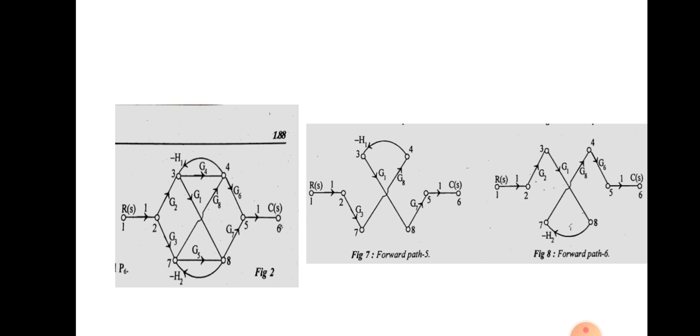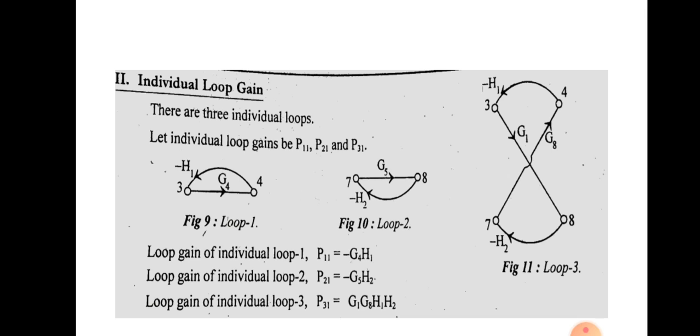Here you can directly see two loops. One is situated at nodes 3 and 4, that is, starting from 3 it will go to 4 and again come back to 3. It can be drawn like this. See, 3 to 4, 4 to 3 is a closed path and its gain is indicated by P11, and its value will be G4 into H1 minus G4 into H1. P11 will be equal to minus G4 into H1.